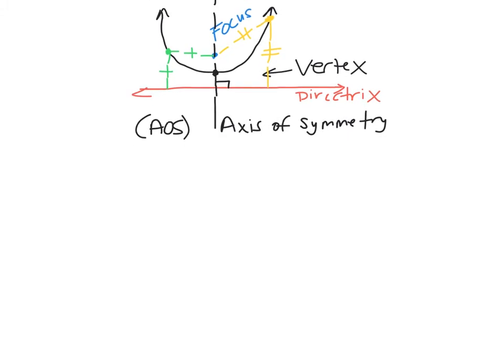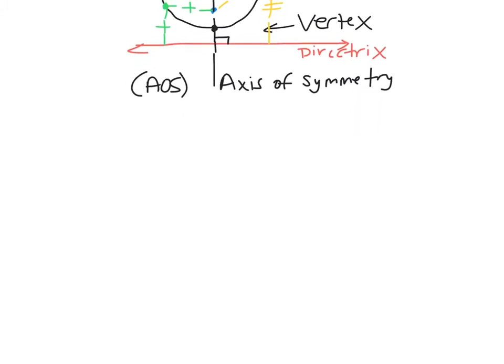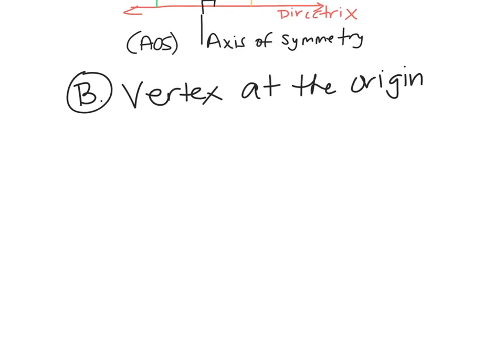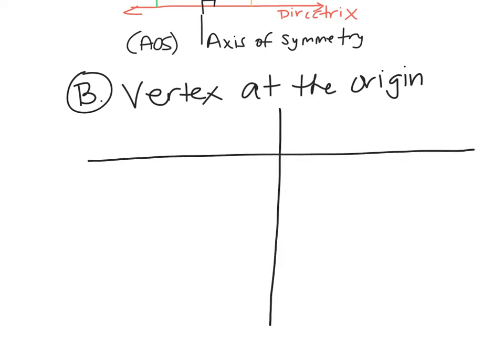So we're going to talk about two different types of parabolas, okay? So part B. We're going to talk about a parabola that has the vertex at the origin, at the point 0, 0. And so we have 4 options: up, down, left, or right. Okay, so this is what the equations are going to look like. Go ahead and split your page down the middle, and we're going to talk about each one.